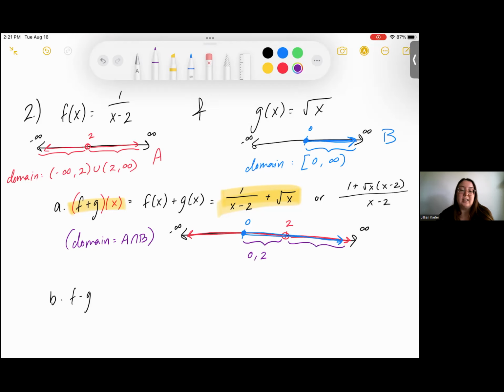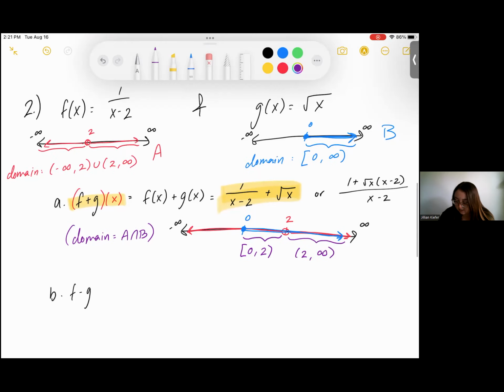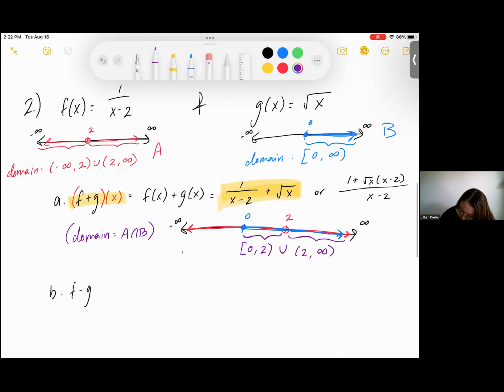Now we want to remember that 2 is not included. It cannot be included no matter what. So it has to have a parentheses. So we don't include it. But 0 is still included, so we're going to put that square bracket still on 0. Then we have our other portion of our number line, everything greater than 2. But once again, we're not including 2. So 2 still gets a parentheses, and infinity always gets a parentheses. So in this case, the union of these two intervals is our domain.